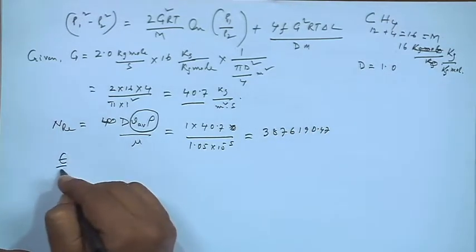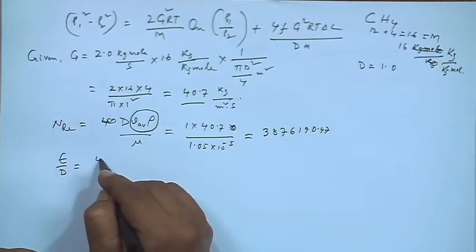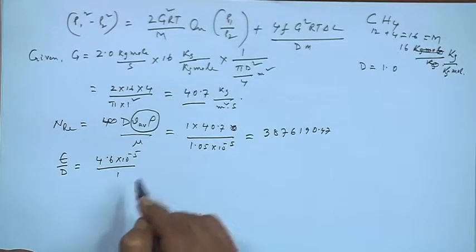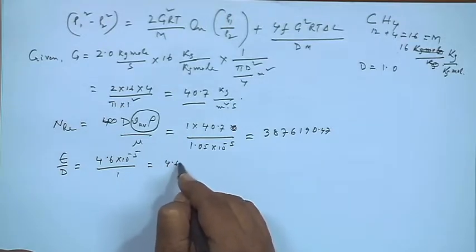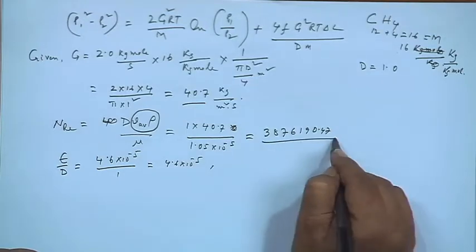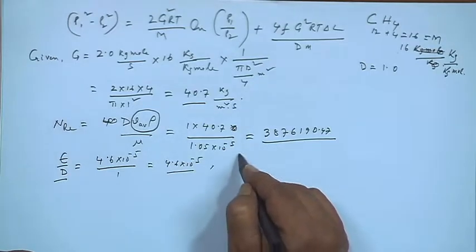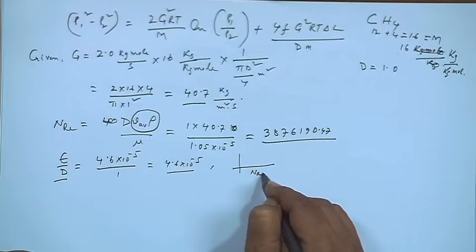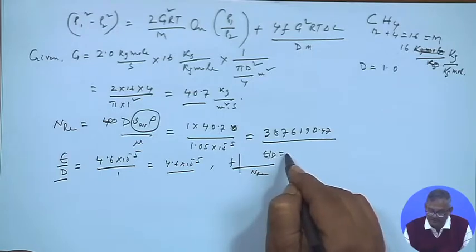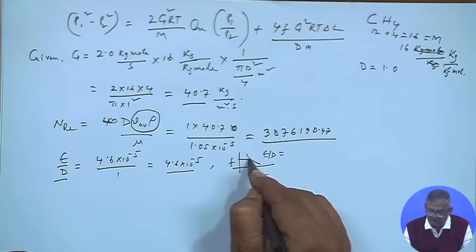Now epsilon by D, right? This value epsilon is given as 4.6 into 10 to the power minus 5 and the value of D is 1. So this is 4.6 10 to the power minus 5. So corresponding to NRe equal to this and epsilon by D equal to this, if we see the Moody's plot, NRe versus f for epsilon by D equal to this, we get a value of f, right?